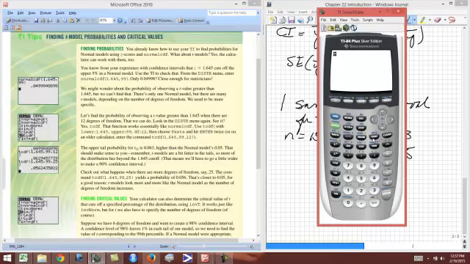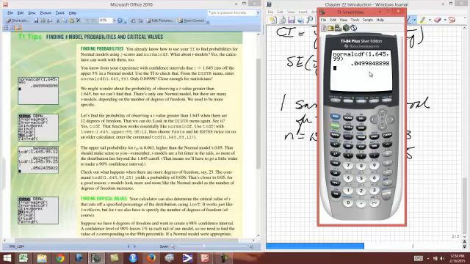I'm going to go second, and now I know that if I use normalcdf and I go 1.645 standard deviations into the tail, and I go to 99, I'll get to 5% significance. That's slightly under 5%. Okay.